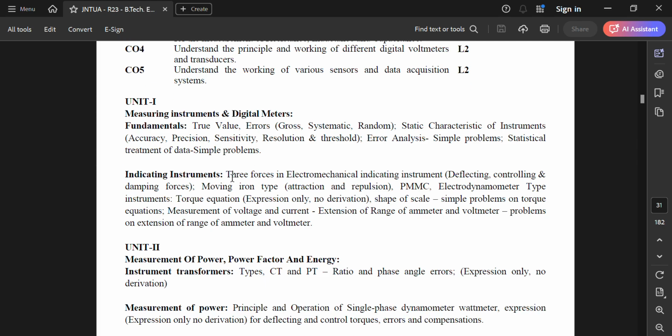After that, indicating instruments. Indicating instruments, mostly how they will work, what are the different types, PMMC and moving iron, what is the principle, construction and torque equation, and some problems we'll study in this. PMMC and MI, electrodynamometer type, simple problems on torque equations.